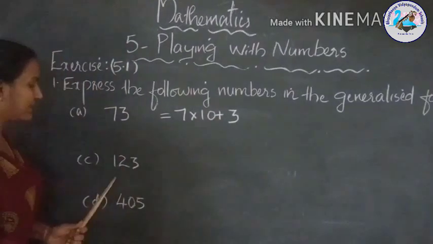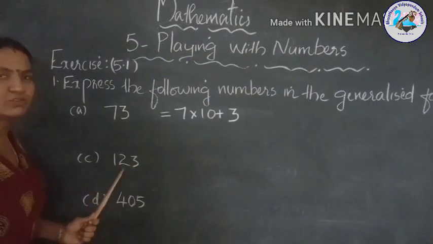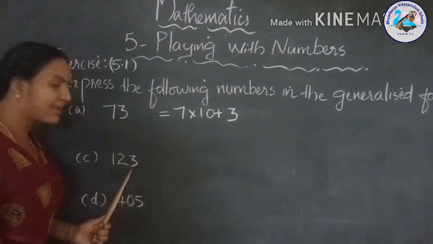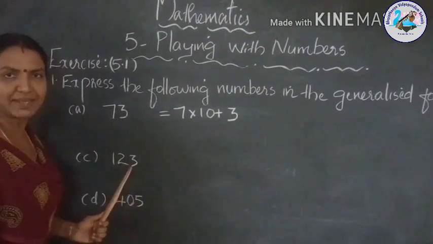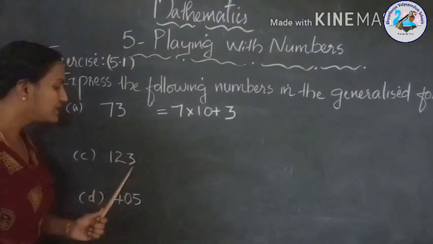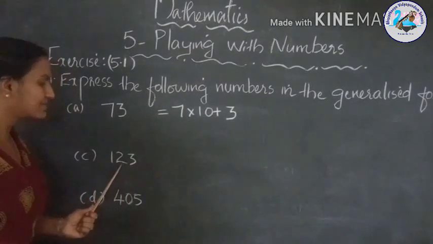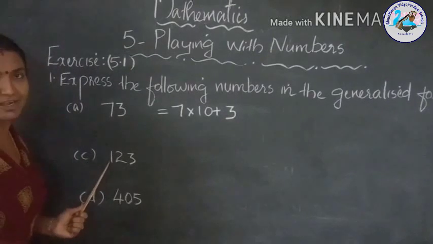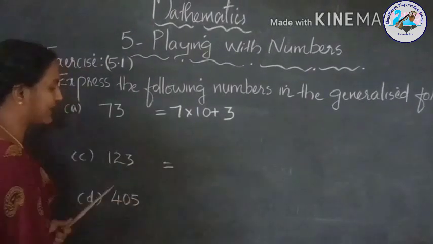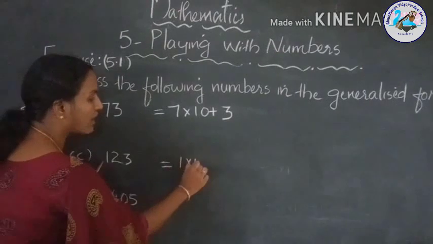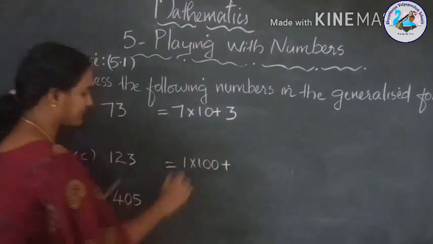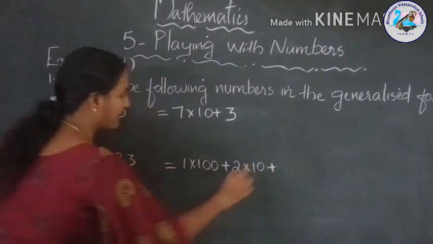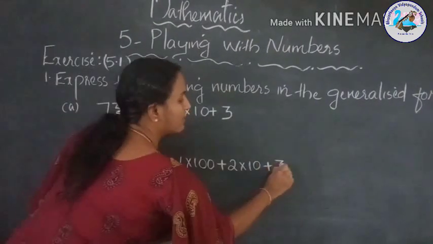The next option is 123. The generalized form of a 3-digit number is 100a plus 10b plus c. Here the unit digit is 3, the tens digit is 2 and the hundreds digit is 1. So it can be written as 1 into 100 plus 2 into 10 plus 3 into 1, which is 3.